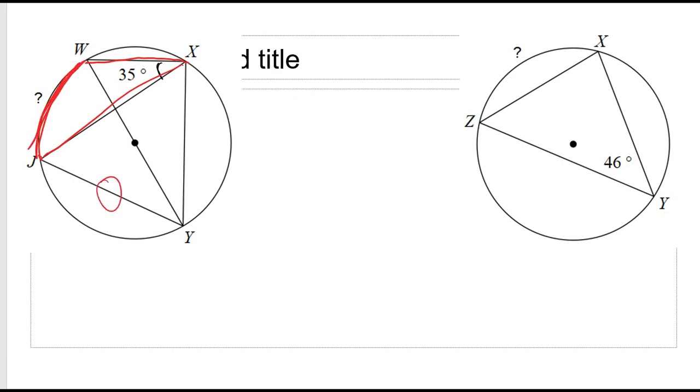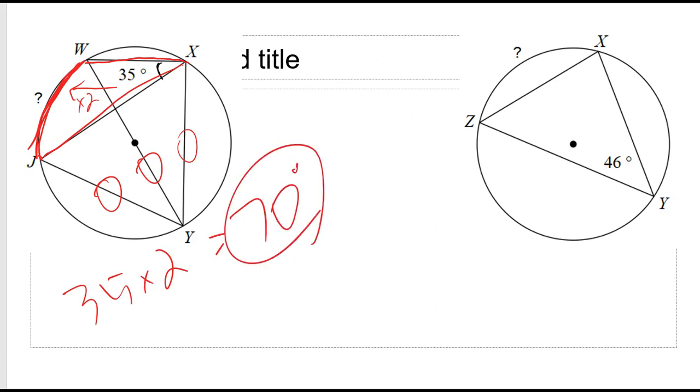Now they put this line in, this line in, and this line in to try to confuse you. That's just too much. So what you need to do is, once again, we're going from small to big. We're going to times by 2. So 35 times 2 equals 70. So that's my answer, 70 degrees.